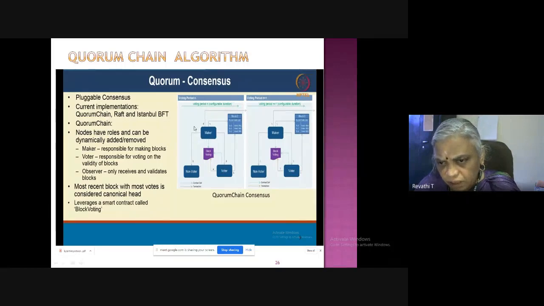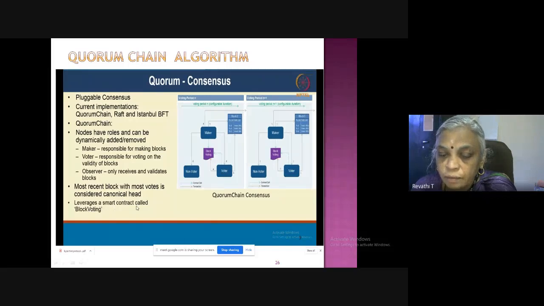So here these different nodes can be there: makers, and voters, and observers. These three sets of nodes are there. The maker is responsible for making the blocks, right? After making the block, the voters have to respond and vote based on the validity of the block. The observer will simply receive and validate that block only, right? After voting, the observer validates that block, and the recent block with the most votes is taken as the canonical head. It will be added into the blockchain.